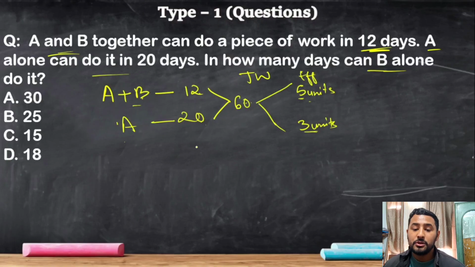So what we should do is take out the efficiency of B, because we don't know it. A plus B we know, A we know, but B we don't know. So how should you do it? You should do like this. A plus B is equal to 5 units. It's already given. A plus B.